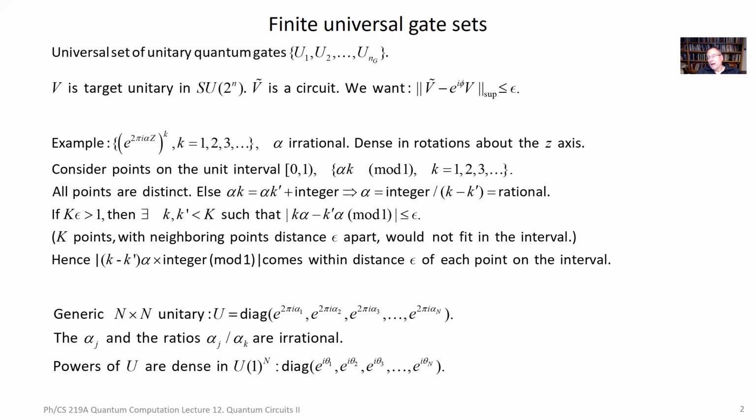By the way, it might take quite a while to get to the point we want, because it might be that (k minus k prime) alpha modulo 1 is something really small, like 1 over Google or something. And then we might have to go to a large value of that integer to get to the point we want, but we can always do it eventually.